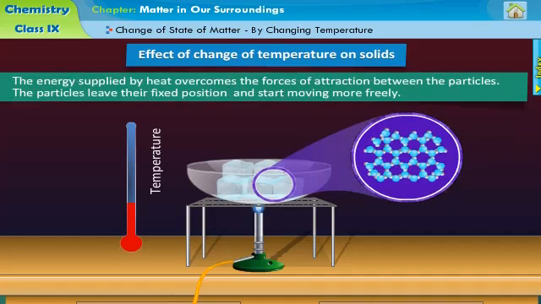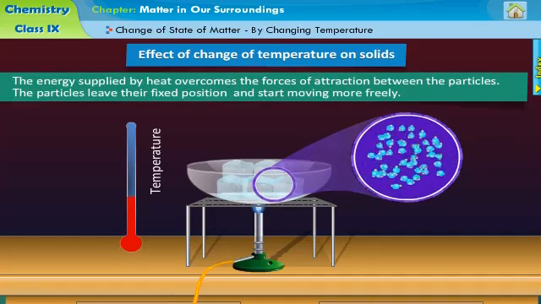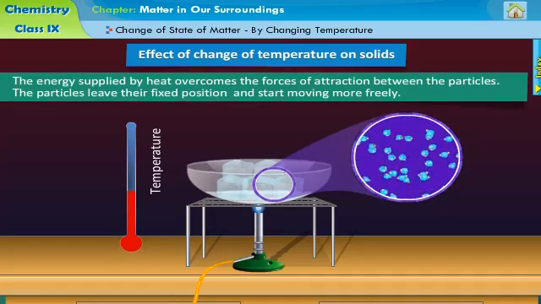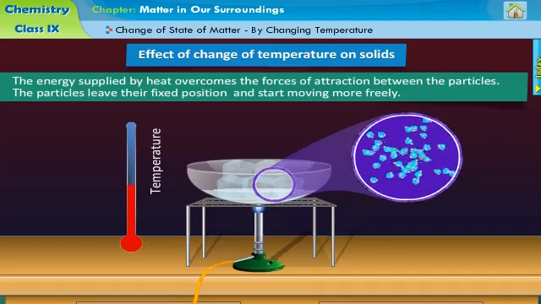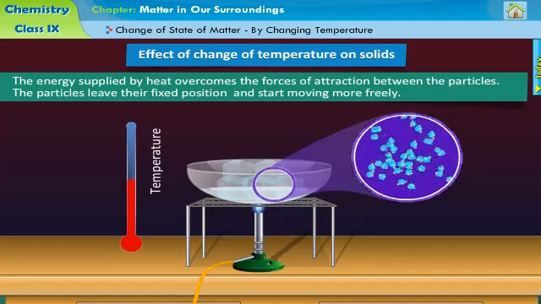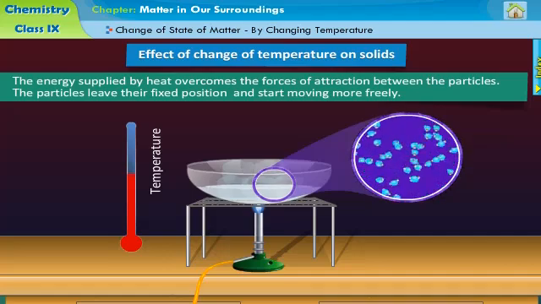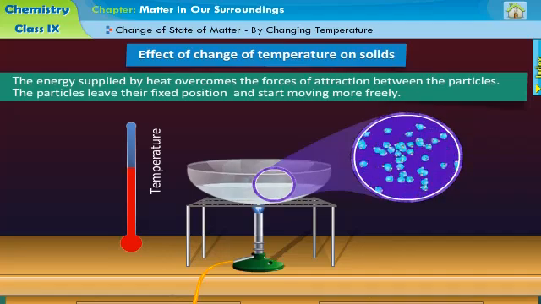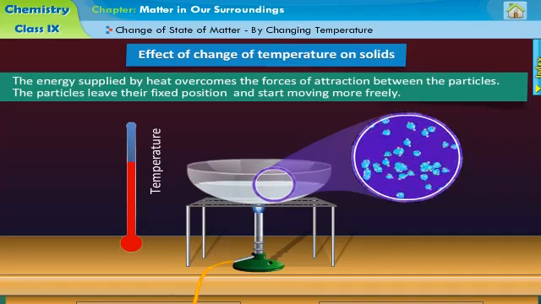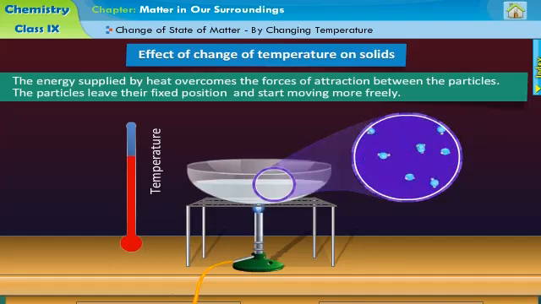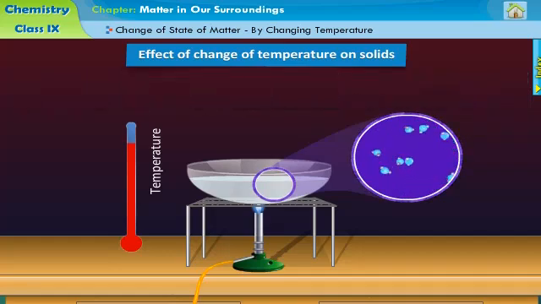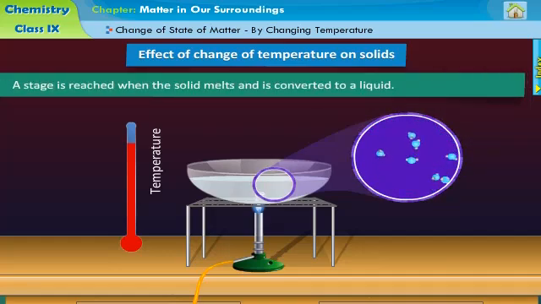The energy supplied by heat overcomes the forces of attraction between the particles. The particles leave their fixed position and start moving more freely. A stage is reached when the solid melts and is converted to a liquid.